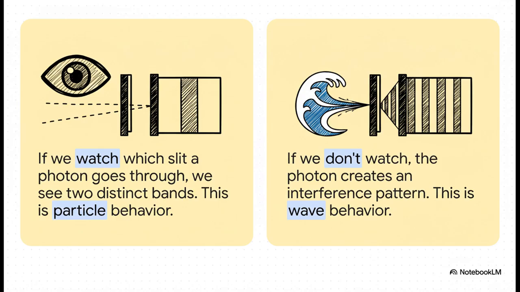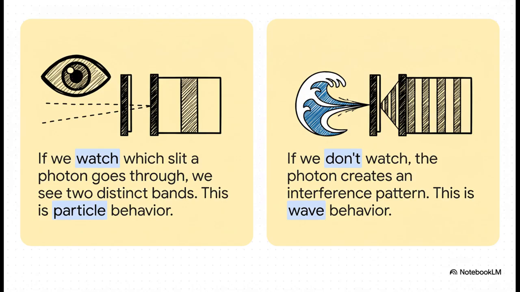Picture firing single photons at a wall with two slits. If you put a little detector at the slits to watch which one the photon goes through, they behave like tiny baseballs. You get two simple bands on the screen behind it. Particle behavior, plain and simple. But, and this is the huge but, if you take the detectors away, if you don't look, something incredible happens. Each photon acts like a wave, going through both slits at the same time, interfering with itself, and creating this beautiful striped pattern on the screen. The very act of measuring changes reality.